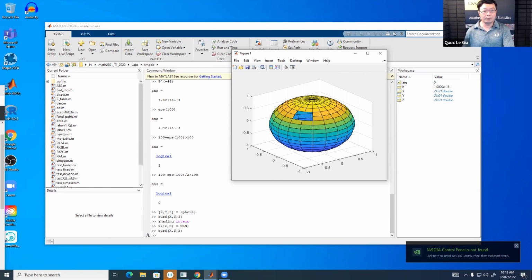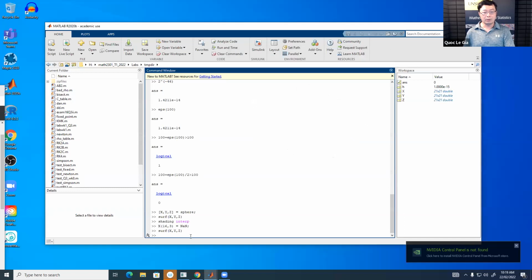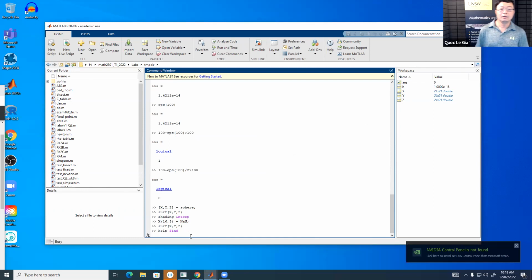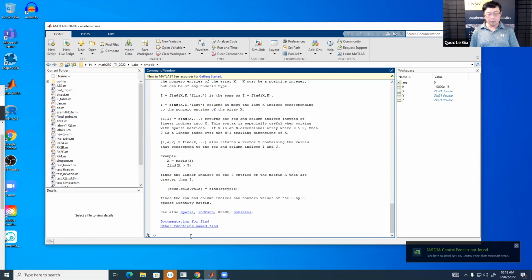So first you have to look it up. What does it mean? How do you use the find command? Yeah, so help find. Okay, so essentially it will give you the index of a matrix that satisfies some conditions. So suppose I have, not a matrix, just a vector first: 1, 2, 3, okay, and I want only the element that is, say, bigger than 2.